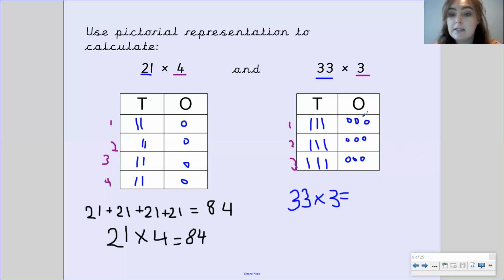Okay, so first we add up our ones. So let's count those together. 1, 2, 3, 4, 5, 6, 7, 8, 9. We have got 9 ones.